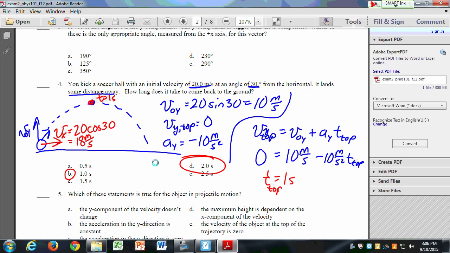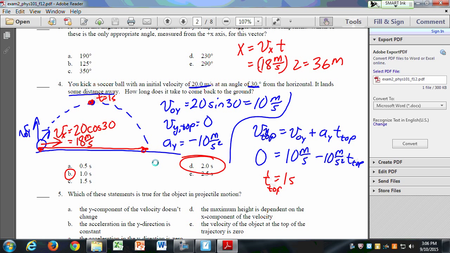All right. And then if I want to know the range, I'll do it up here. I just say x is equal to Vx times t. That's 18 meters per second times 1 second or 2 seconds. I'm going to use 2 seconds. So that means it goes 36 meters. All right. That's the distance from here to here.